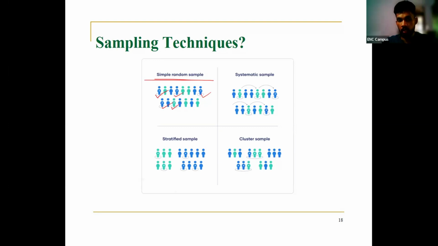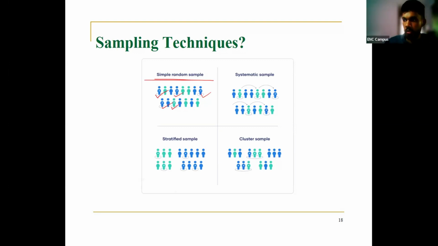Homogeneous means the individuals in the population are similar. For example, if you are surveying factory workers about their work environment, most likely their experiences are similar, right? That kind of population we call homogeneous, right?